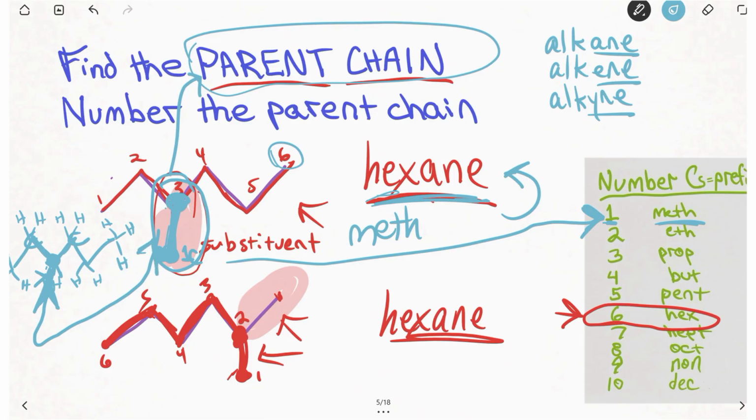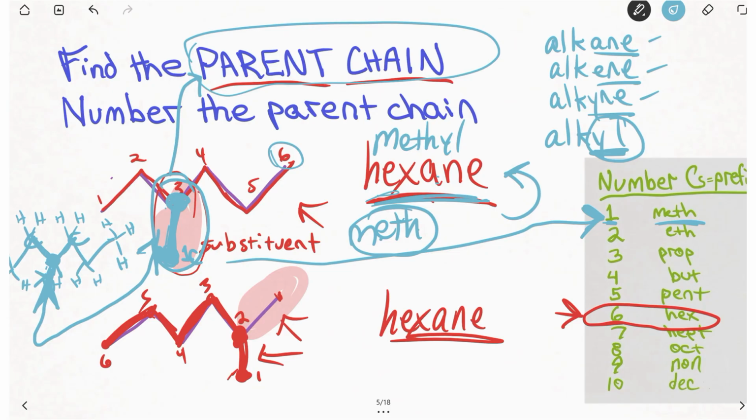And now we've established the substituent's prefix is meth because it only has one carbon in this particular one. And instead of ending it in ane, ene, or yne, a substituent, a carbon chain with a hydrogen removed so it can attach to something else, is an alkyl. So this is going to be a methyl, using the y and the l from alkyl as a suffix. It's going to be a methyl hexane.